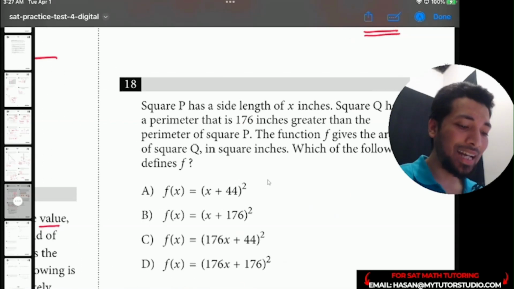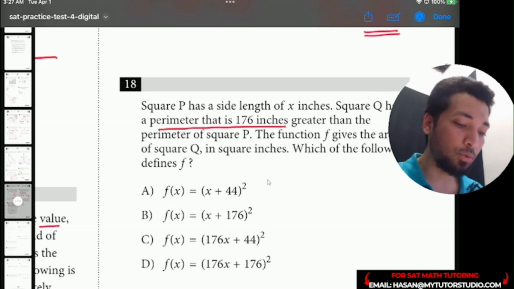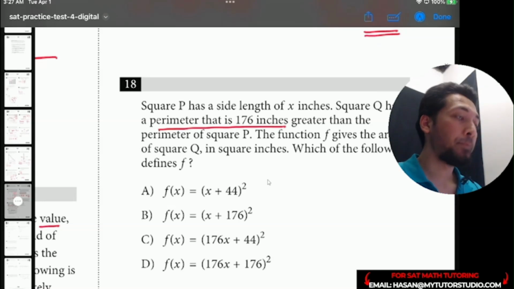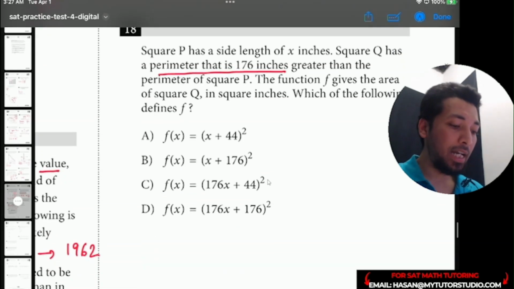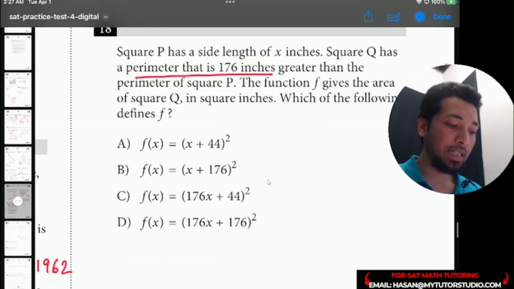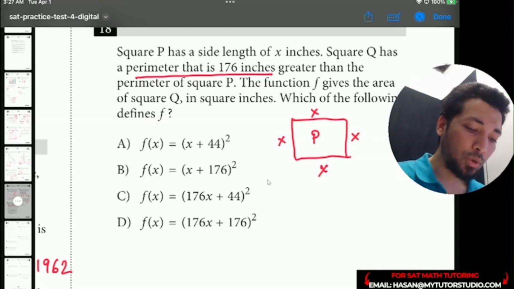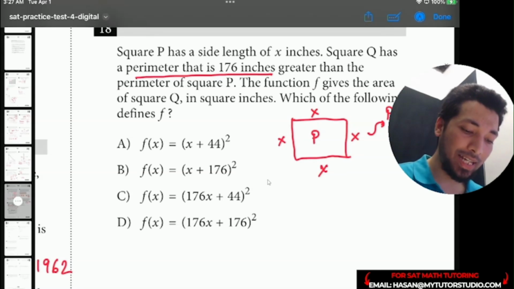Square P has a side length of x inches. Square Q has a perimeter that is 176 inches greater than the perimeter of square P. The function f gives the area of square Q in square inches. Which of the following defines f? Now, if you look at square P, we see that we have a side length of x inches. So the perimeter is x plus x plus x plus x, which is 4x, and the area is this side length squared, x squared.